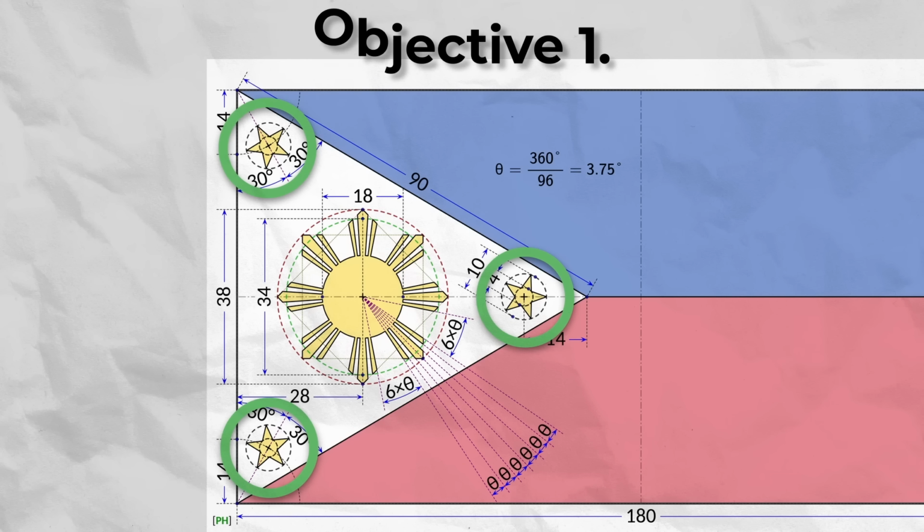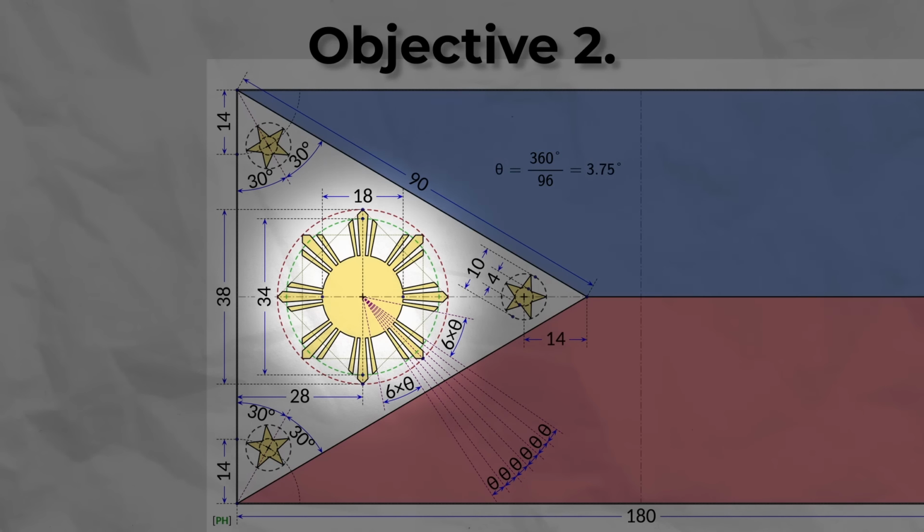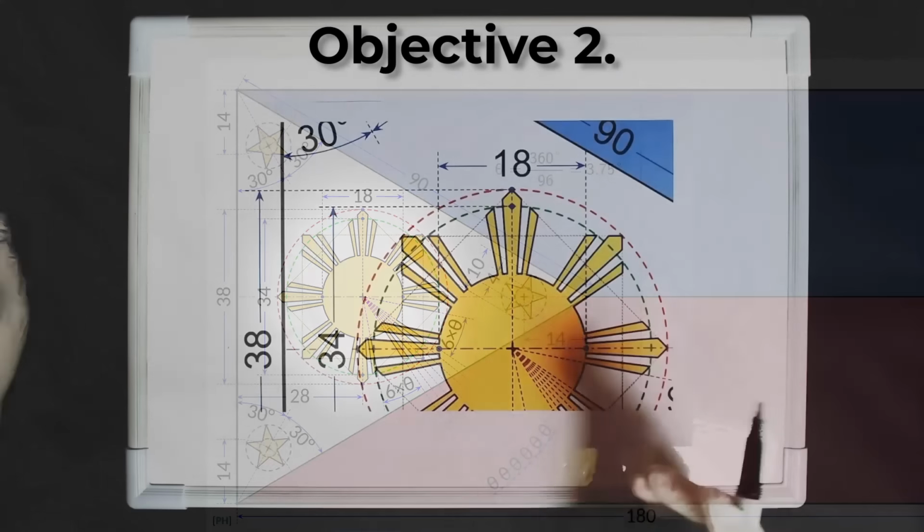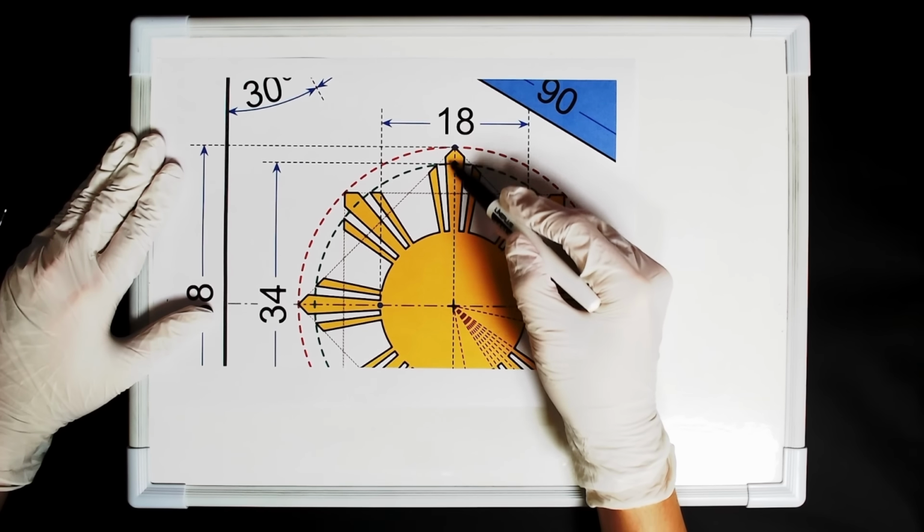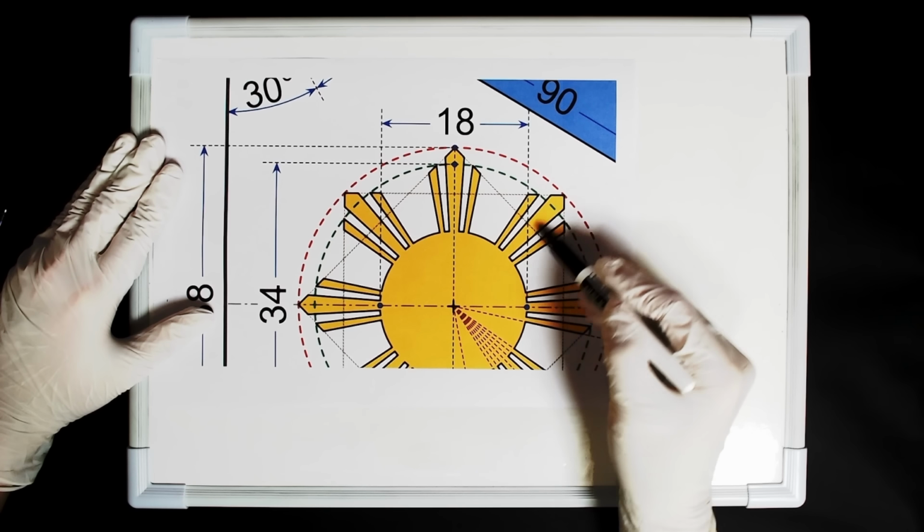Objective cleared. Now, to Objective 2, the sun. That's obviously the problem. Let's first zoom in a little bit. The rays go out in 8 directions, and each part is further divided into 3 sections.